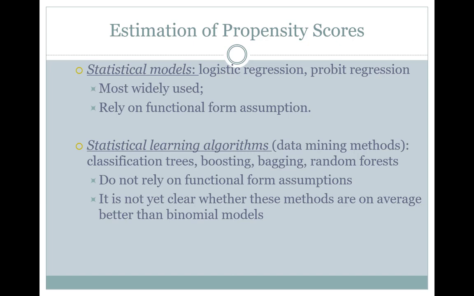So my advice is to test at least two methods, one for each of these groups. Fit a logistic regression, and then use a machine learning method and compare the results with respect to common support and, most importantly, with respect to covariate balance.